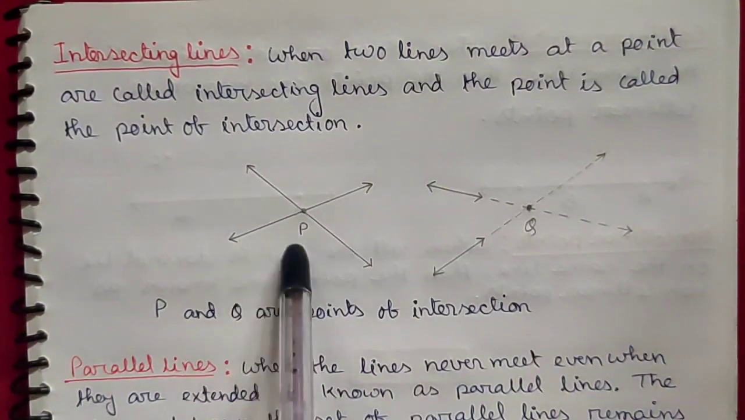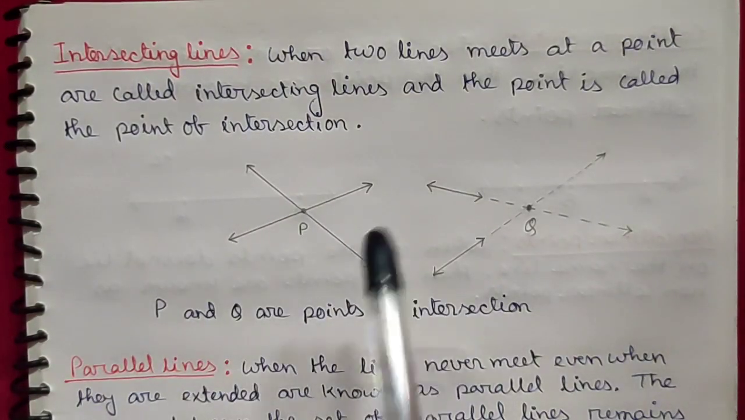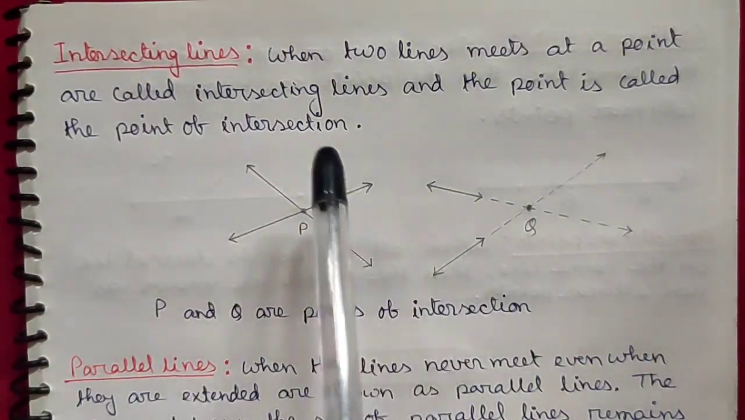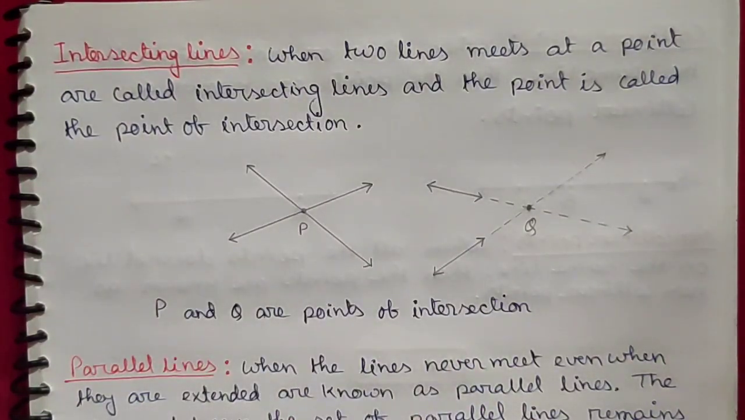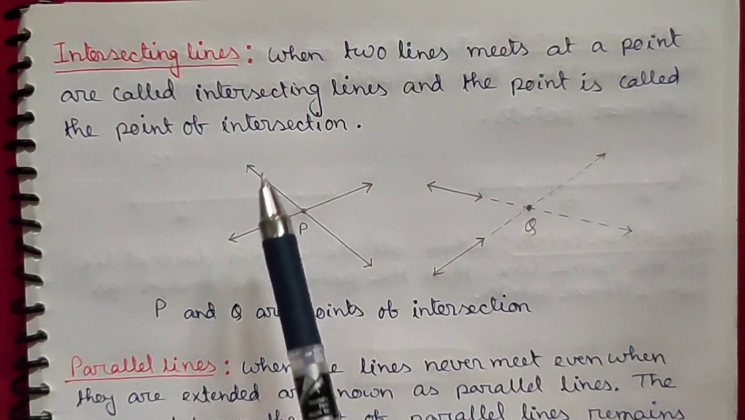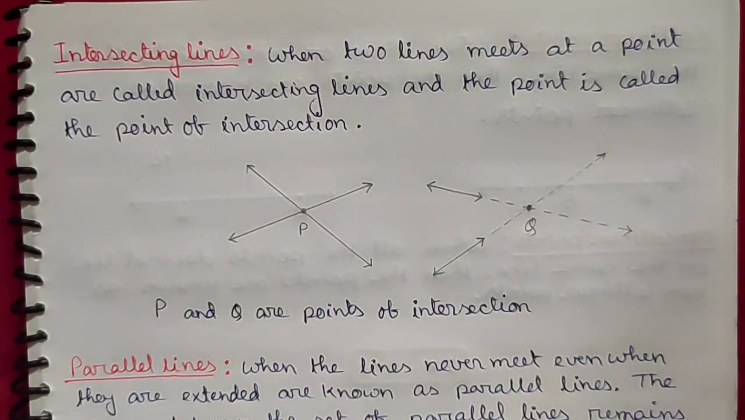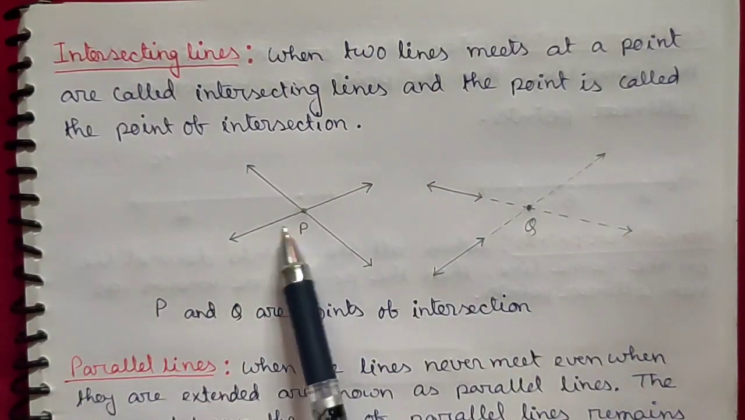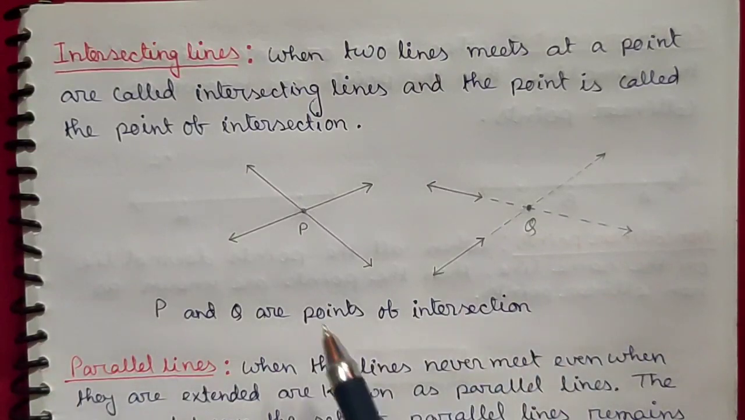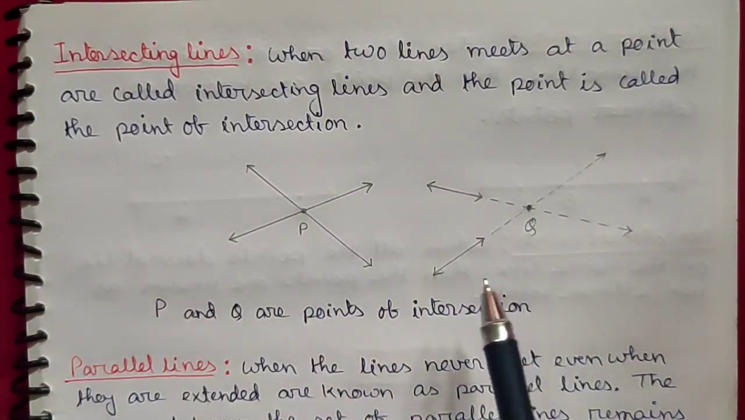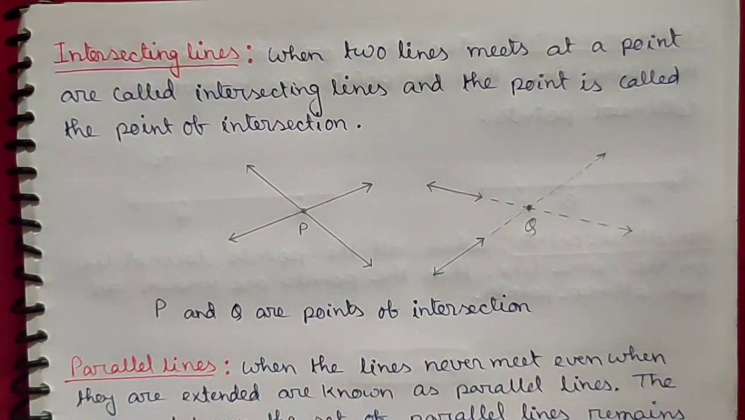When both of them draw lines like this, this forms intersecting lines. So when two lines meet at a point, they are called intersecting lines, and the point is called the point of intersection. Look here, both the lines intersect, means they meet. Here both the lines meet at the point P, and in this case both the lines meet at point Q. So point P and point Q are points of intersection, and the lines are known as intersecting lines.